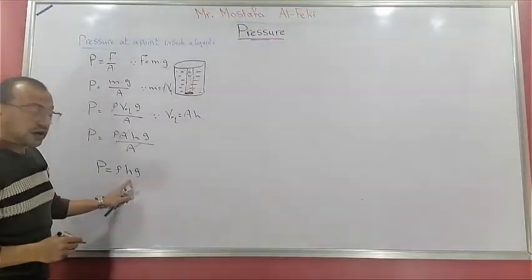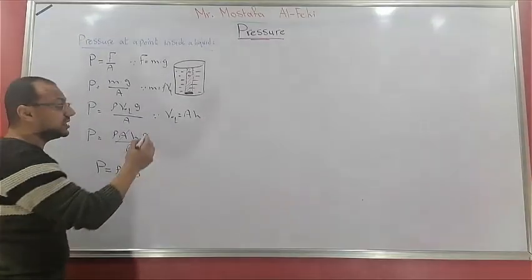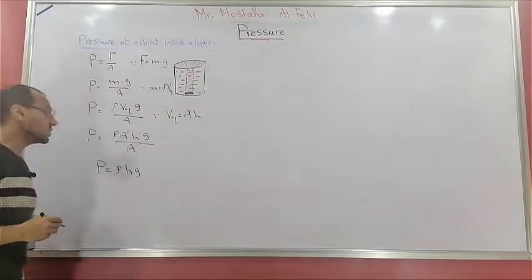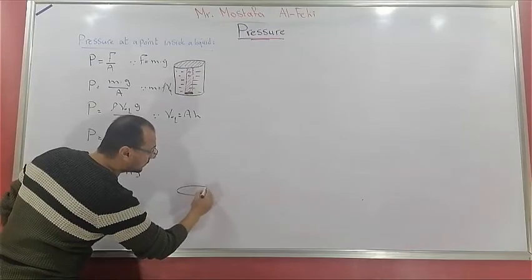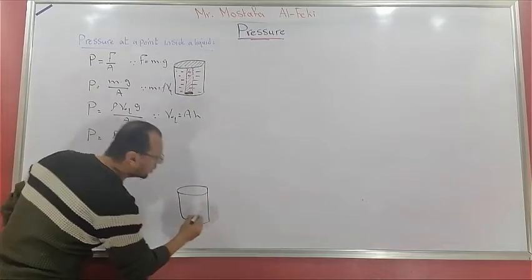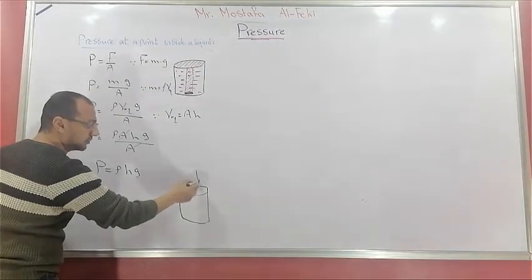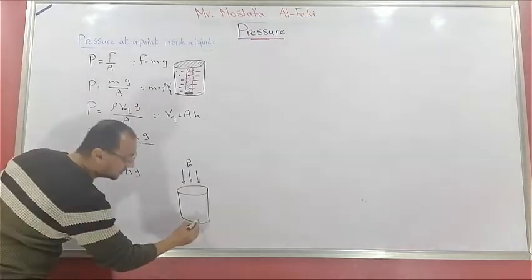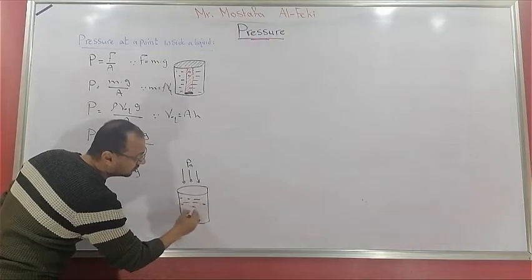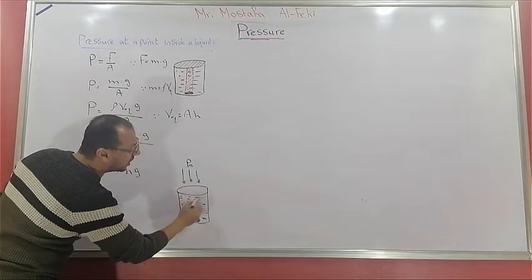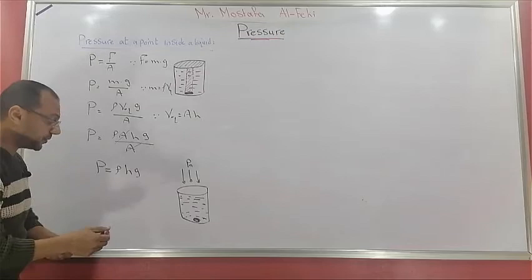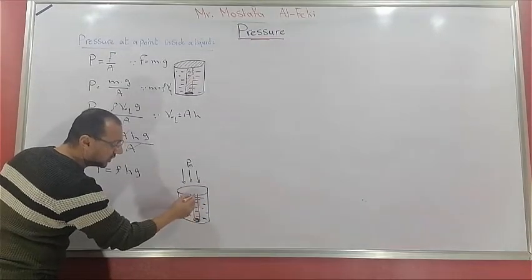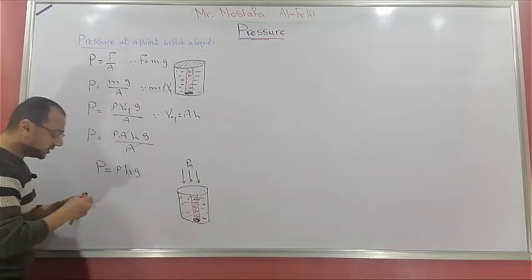Density of the liquid, height of the liquid, and the gravity. This is the case if the container is closed. But if the container is opened and exposed to the atmospheric pressure, PA, then the point inside the liquid will be exerted by two types of pressure: the pressure of air and the pressure of the liquid, the weight of the liquid above this point.